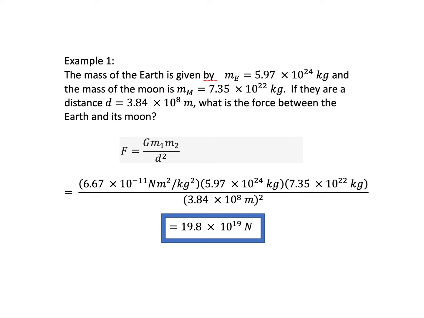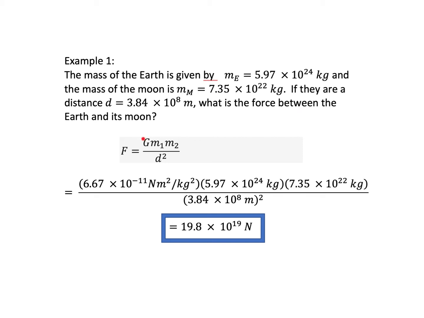The mass of the moon is 7.35 times 10 to the 22. Now, here you can see 10 to the 22 compared to the 10 to the 24. The moon's got about 100 times less mass than the Earth, but it's still a really, really big number. And so you have the mass of the Earth and the mass of the moon. And then the question says if they are a distance d equals 3.84 times 10 to the 8 meters, what is the force between the Earth and the moon? That is, what is the force of gravity between the Earth and the moon?